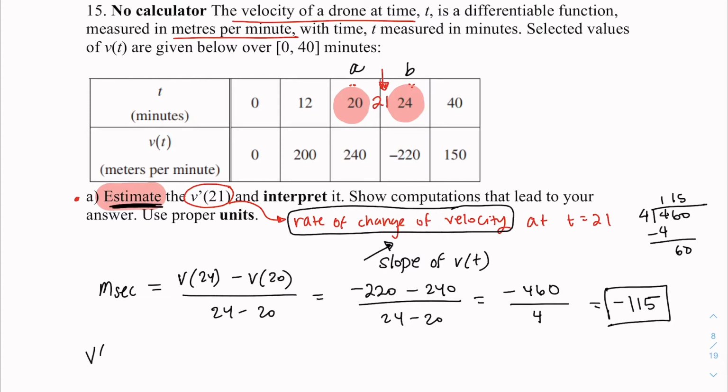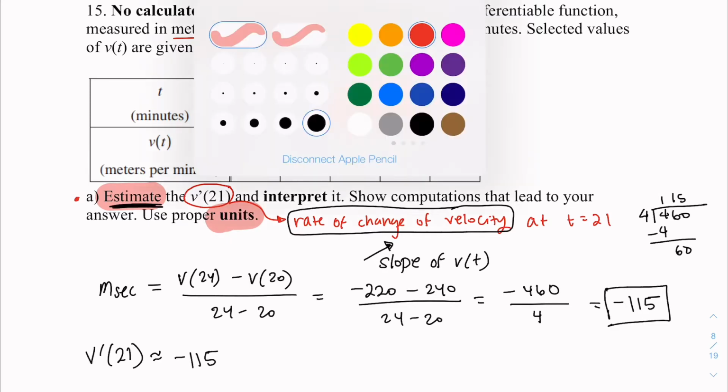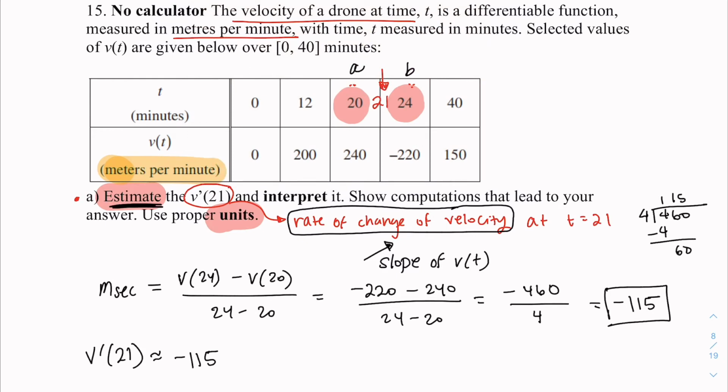So let's write v prime of 21 is approximately negative 115, but it says use proper units. If our velocity is in meters per minute, I'm looking right here, then the slope of that will be meters per minute, so per minute squared. Here we've shown our computations and we've written our answer. Okay, what we didn't do yet is interpret. So here's our interpretation.